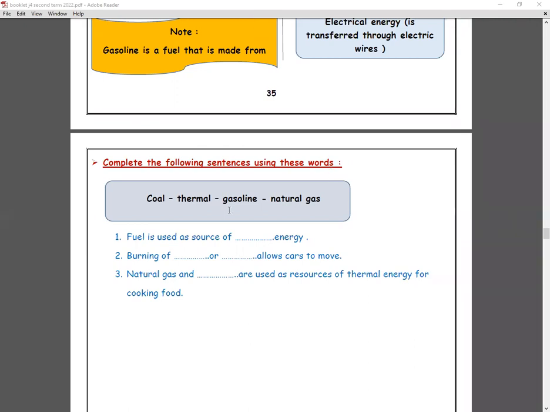Complete the following sentences by using the words inside the box. Fuel is used as a source of which form of energy? Thermal energy. Burning of what and what allows cars to move? So burning of gasoline or oil and natural gas allows cars to move.